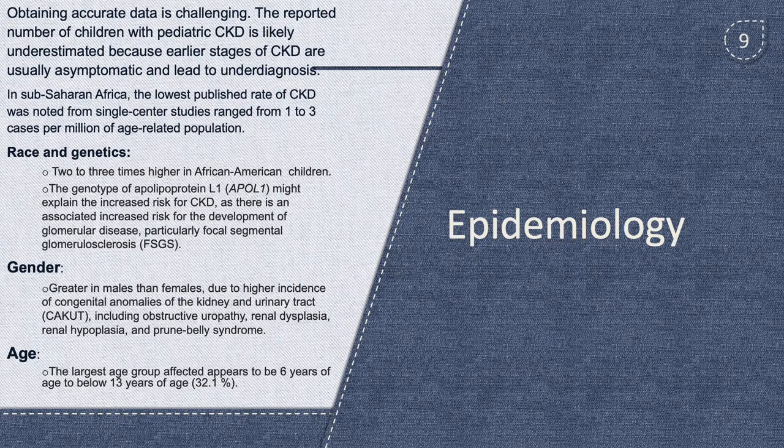Gender: we see higher rates in males than females, and this may be due to an increased rate of congenital abnormalities of the kidney and urinary tract system seen in males. And age: the largest age group affected appears to be that of between 6 years old to just below 13 years old.